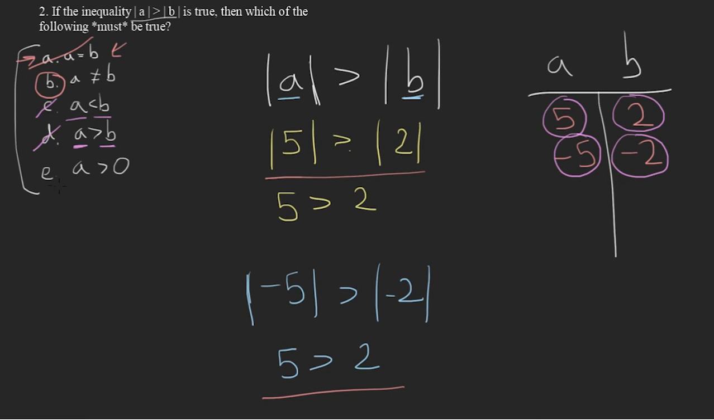Last one, E, is A greater than 0? Well, over here we chose an A value that was bigger than 0, yeah, but down here we chose an A value that was smaller than 0, so E is not an answer. The only one that we didn't eliminate was B, and B seemed to make sense, so there we go, that was our answer.